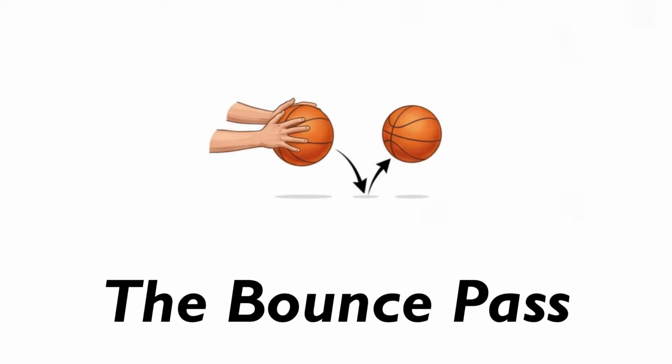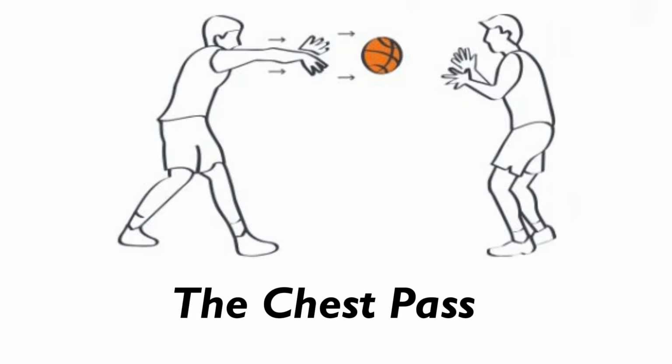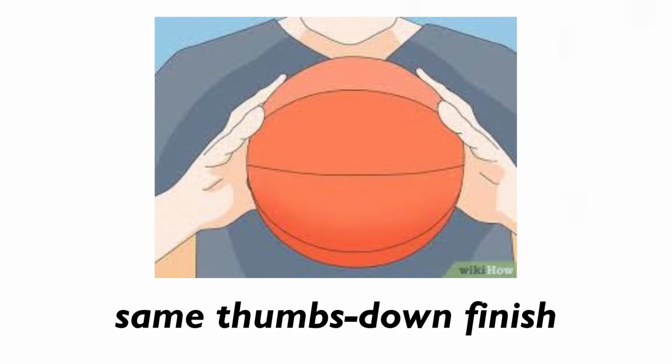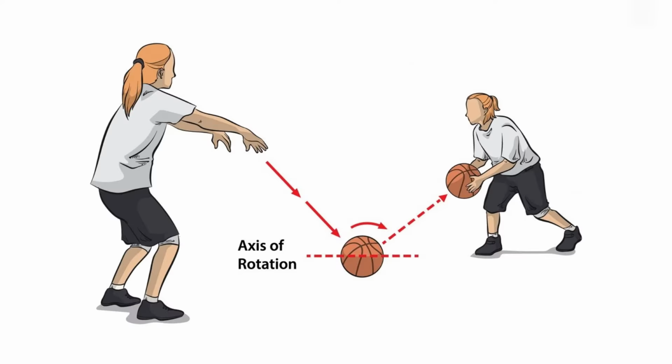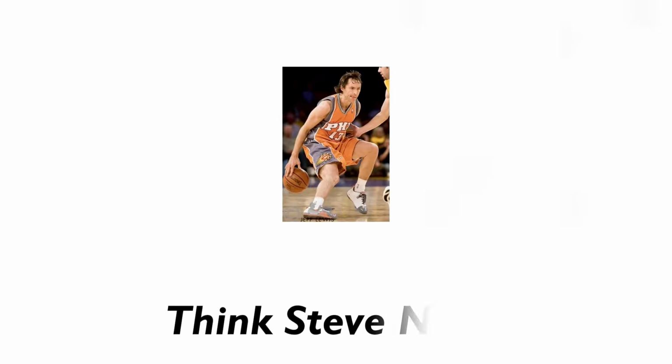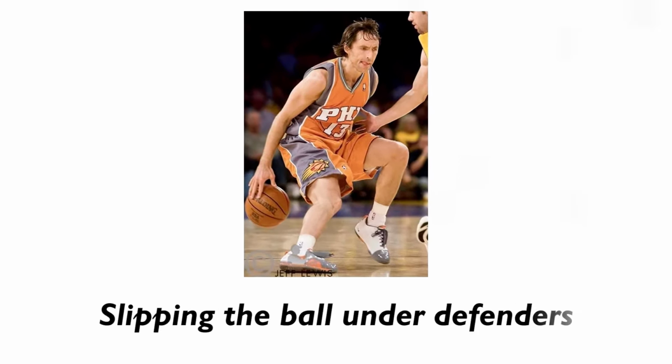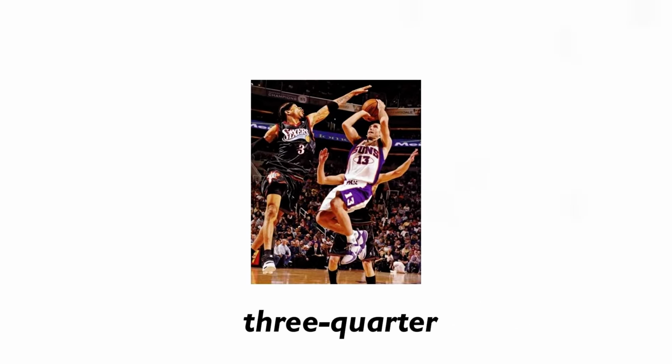The bounce pass. When a defender is in the lane with hands up, the chest pass goes straight into those hands. That is when you go underneath with the bounce pass. Same grip, same step, same thumbs down finish, but angled downward so the ball hits the floor about 3/4 of the way to the receiver and bounces up at waist level. Think Steve Nash threading pick-and-roll bounce passes in Phoenix, slipping the ball under defenders where they simply could not reach it.